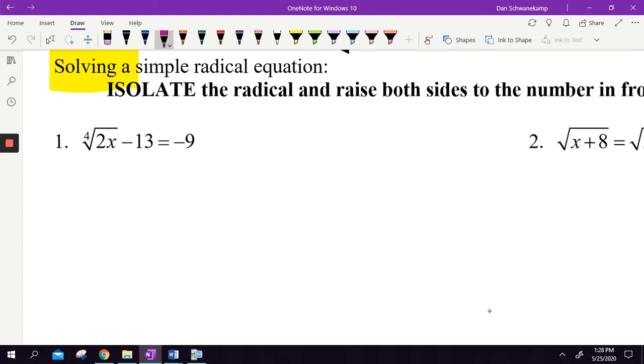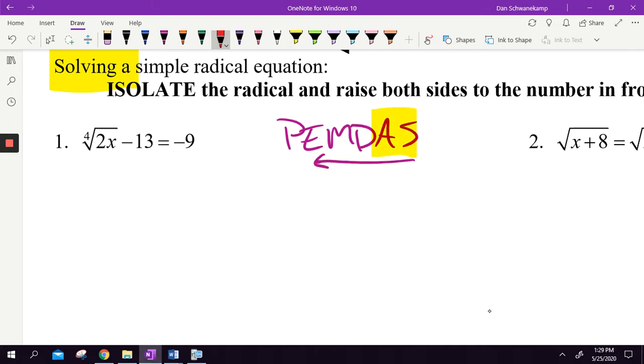All right, so if we're looking at this first one, we're going this way. I'm going to try to add and subtract. So the first thing I'm going to do is get rid of the negative 13. I'm going to add 13 to both sides because this is what I'm trying to get by itself. I got to get rid of everything else to get that by itself. So I added 13, and I get the fourth root of 2x is equal to 4. Then I need to get rid of the fourth root.